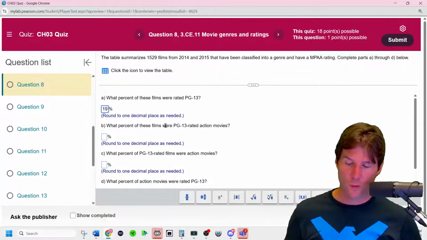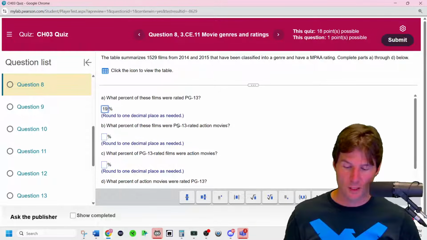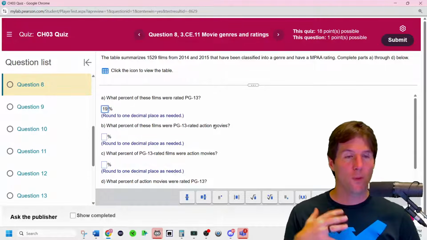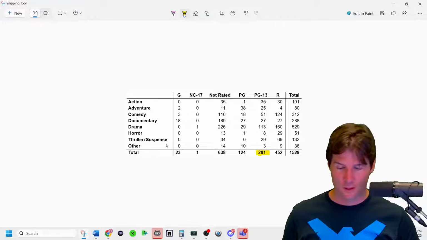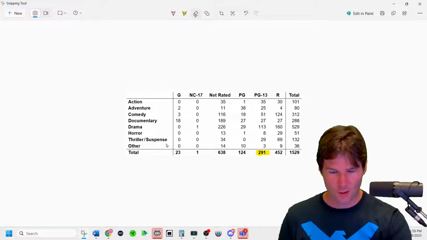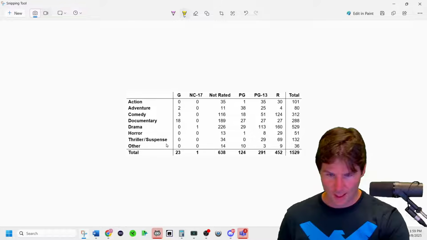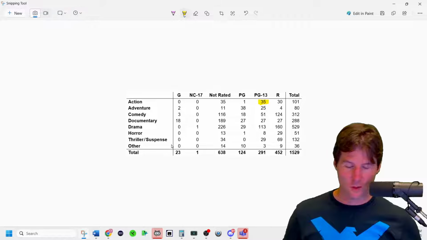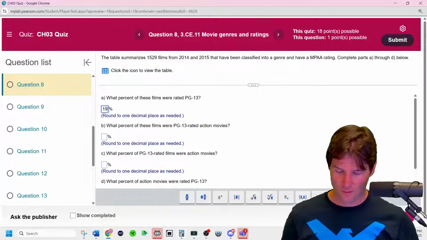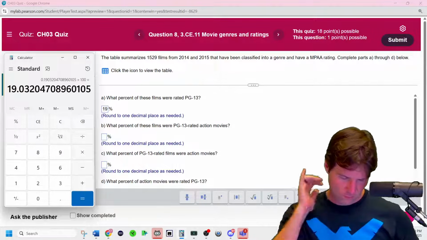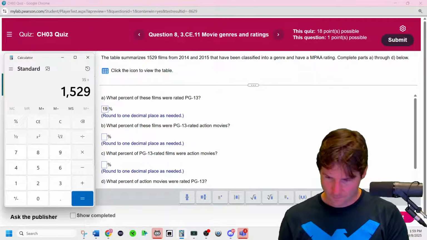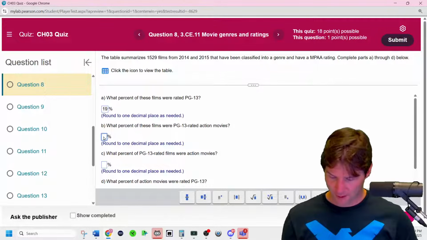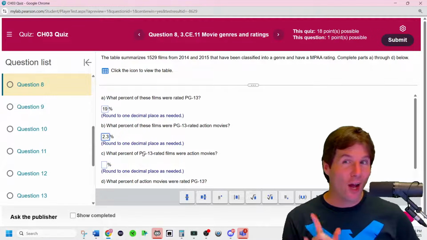What % of these films were PG-13 rated action movies? So that's like a combo. It wants to know what % of these films, like all films, are PG-13 rated action movies. So now we have to go in and look at, of all the films, PG-13 action films. And that's 35 out of the 1529, because it's out of all the films. 35 out of 1529. So it's like 2.3%.